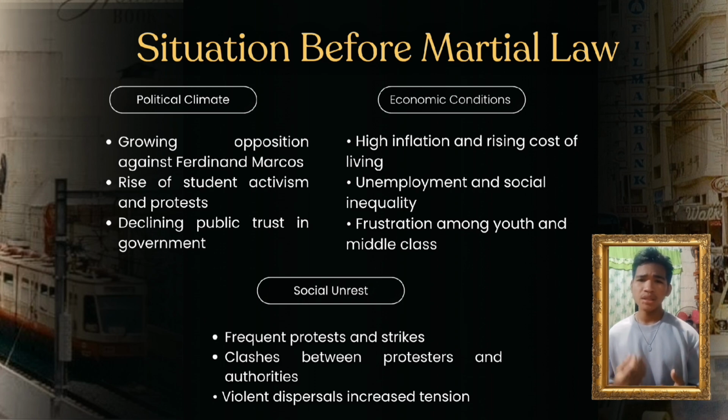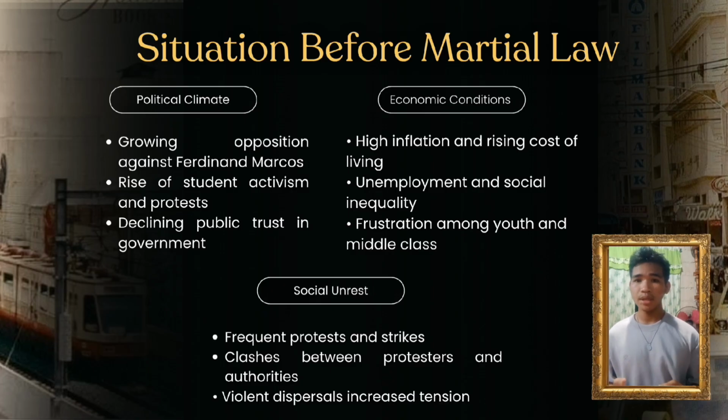But at the same time, student activism increased, especially during events like the protests and rallies. Many students were speaking out against corruption, abuse of power, and lack of reforms. Because of this, public trust in the government began to decline as more people felt that the leadership was no longer serving the nation properly. So this political unrest showed that many Filipinos were dissatisfied with the government, which created tension and instability.